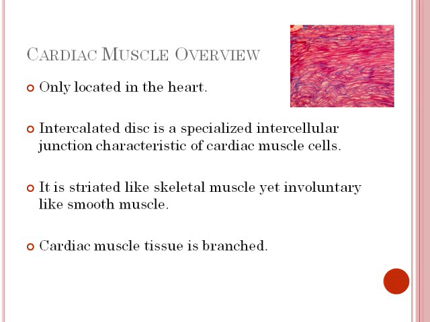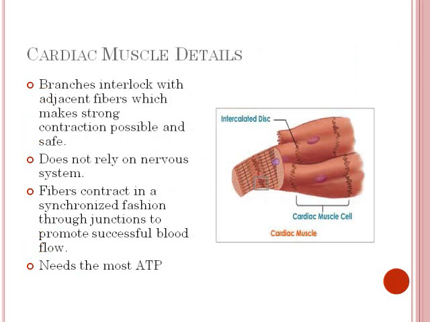Cardiac muscle, only located in the heart, allows the synchronization of the heartbeat. Intercalated disc is a specialized intercellular junction characteristic of cardiac muscle cells. It is striated like skeletal muscle, yet involuntary like smooth muscle. Cardiac muscle tissue is branched. The branches of the cardiac muscle interlock with adjacent fibers, which make strong contraction possible and safe.